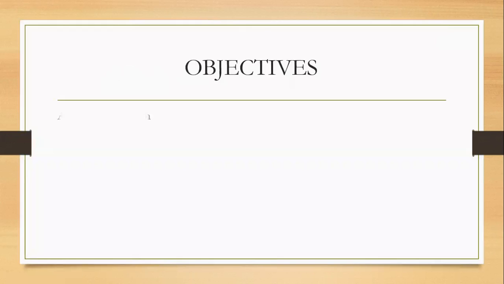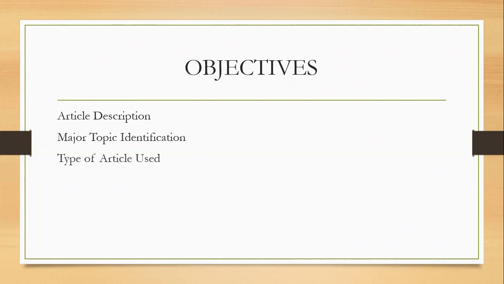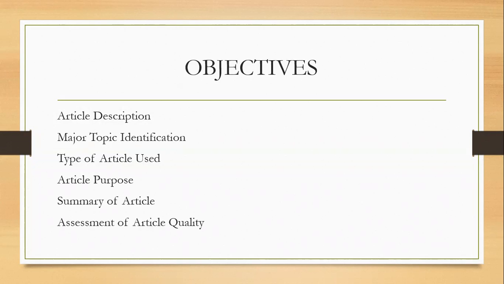Our objectives for today are as follows. I'll be describing the article that was assigned. We'll be doing an identification of the major topic. We'll be assessing the type of article used, identifying its purpose, providing a summary of its key points, as well as determining the quality of the article that was used.